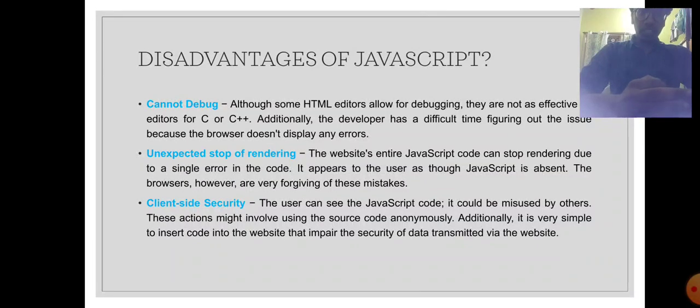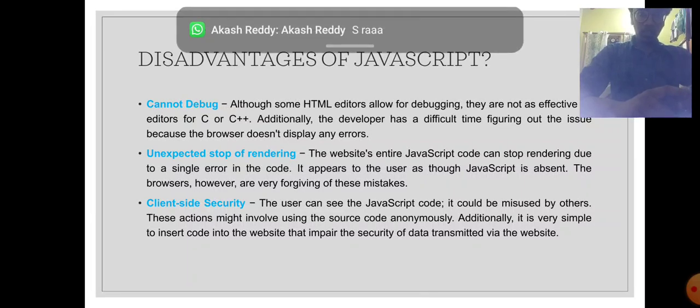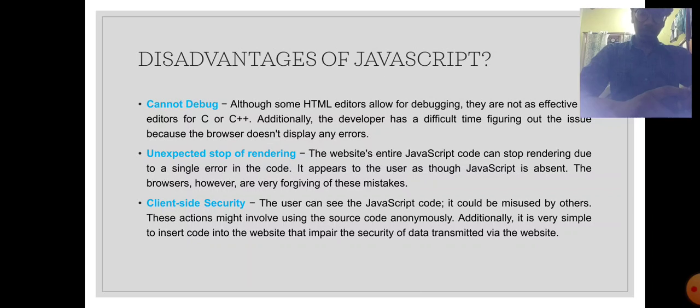The user can see the JavaScript code, so it can be misused by others. These actions might involve copying the source code anonymously. Additionally, it is very simple to insert code into the website that impairs the security of the data transmitted via the website. This one is the third disadvantage of JavaScript, client-side security.